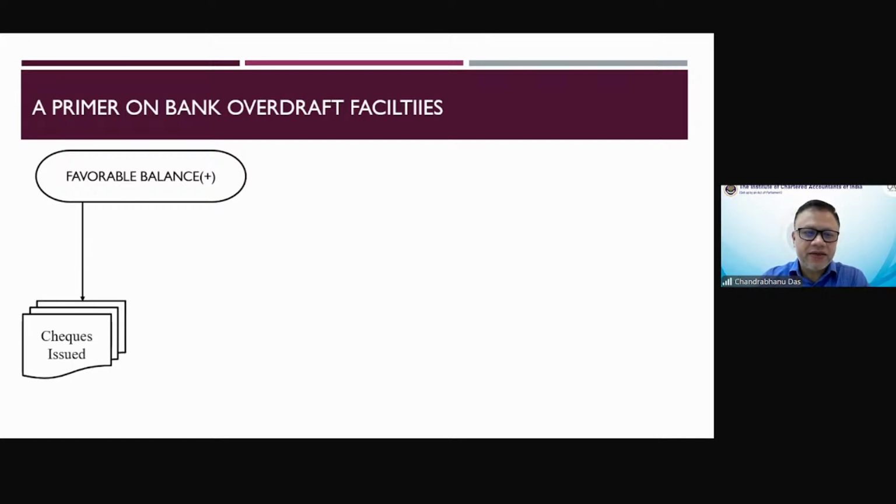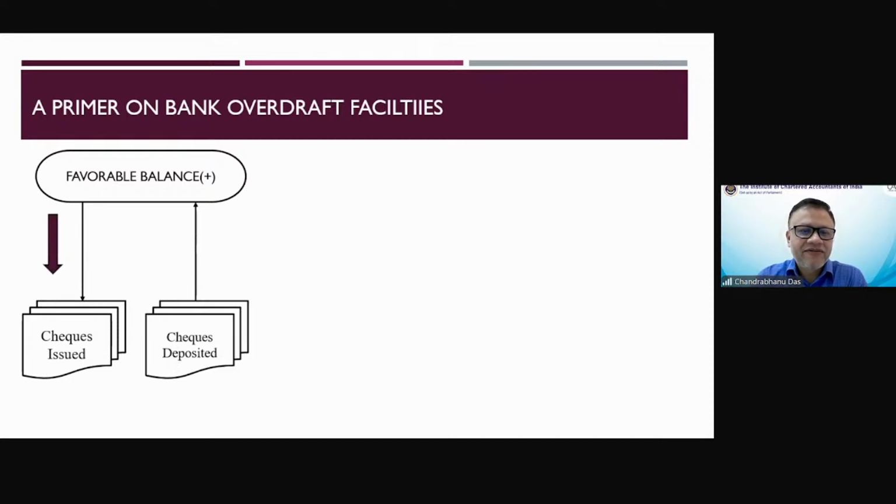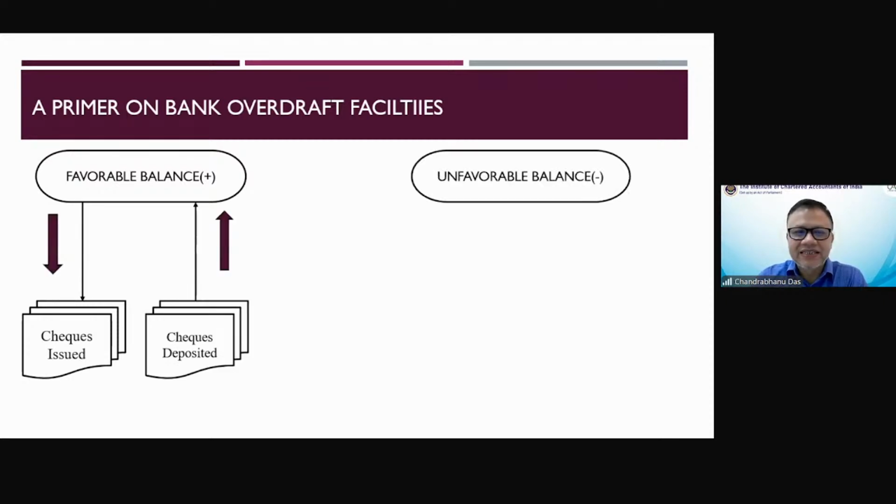Similarly, whenever there is a favorable balance, if you issue some checks, the balance decreases. And if you deposit some checks, the balance increases. What is the unfavorable balance? Unfavorable balance is when the balance is a credit balance.